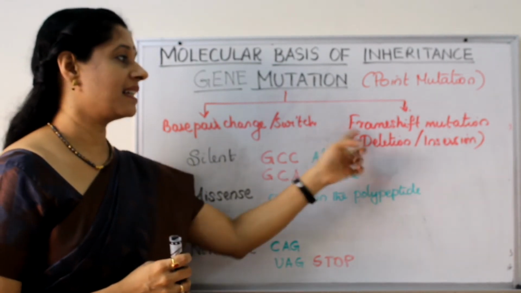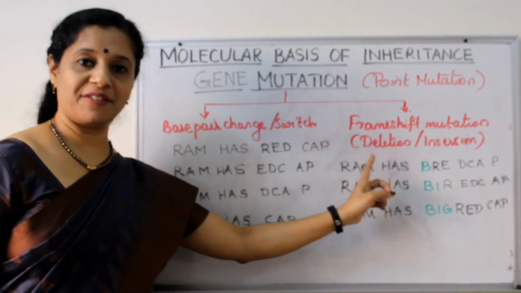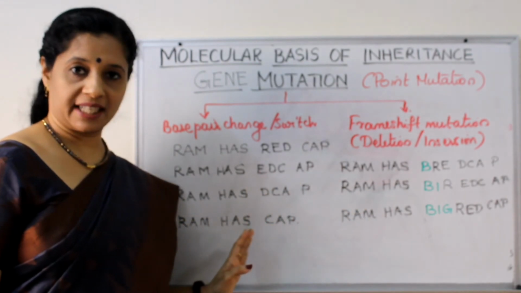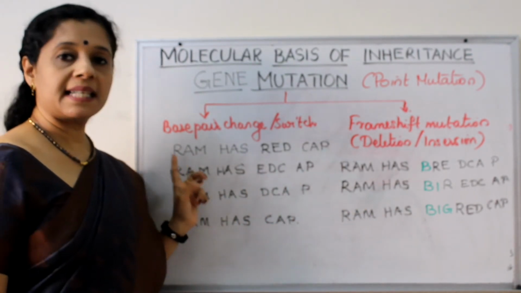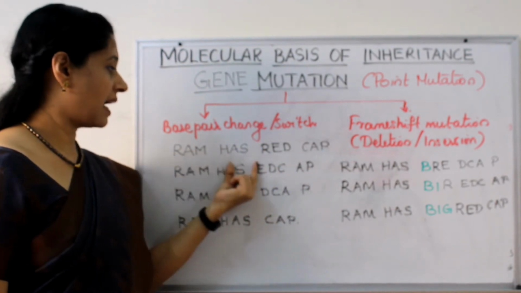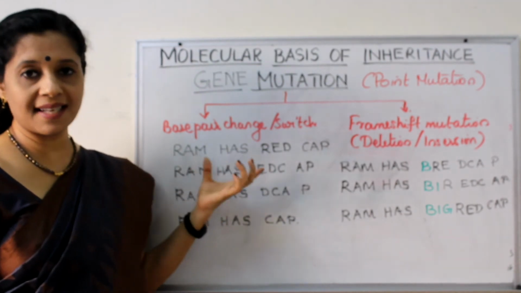Now let us discuss frame shift mutation due to deletion or insertion. This is the example given in your NCERT. Suppose there is a sentence with three-letter words, that is, Ram has a red cap. This sentence makes sense, that's why it's a sentence.